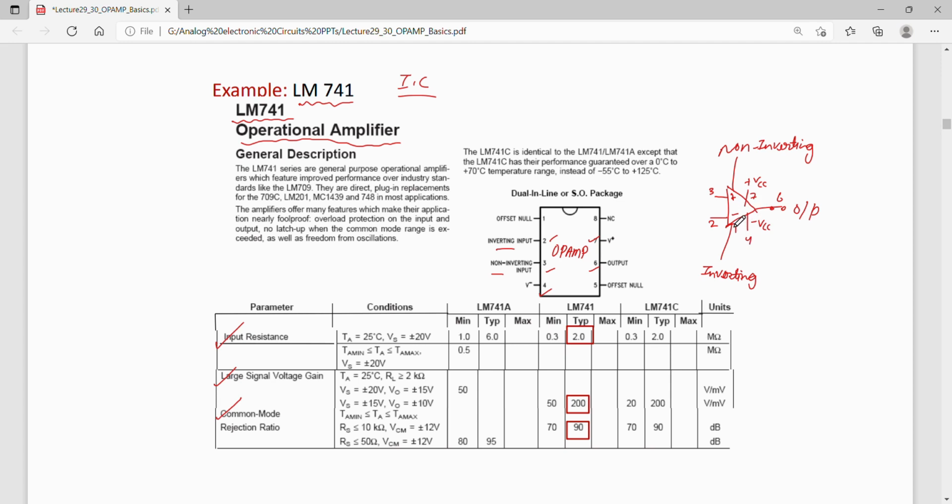So this negative here means it's an inverting terminal, and this positive here means it's a non-inverting terminal. Then in the data sheet of this op-amp you will find input impedance, voltage gain, large signal voltage gain, common mode rejection ratio, and many other parameters mentioned.